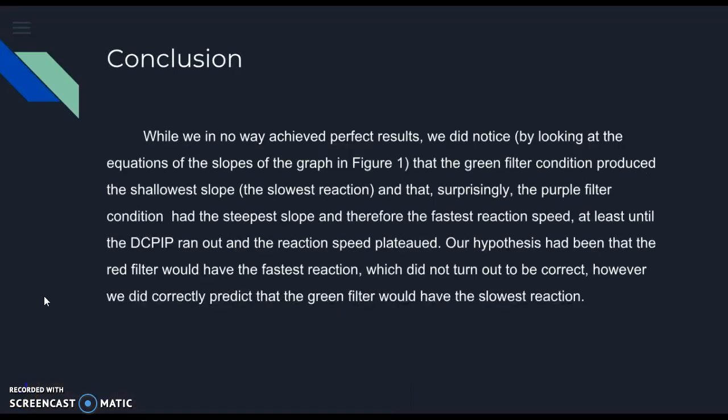Conclusion. So although we did not achieve perfect results and we ran into many problems with the spectrophotometer, we noticed in our results that the green filter had the shallowest slope, which means it had the slowest reaction rate and absorption of all the colors. On the other hand, the purple light had the steepest slope and the fastest reaction, or at least until the DCPIP dye ran out and the reaction speed plateaued.